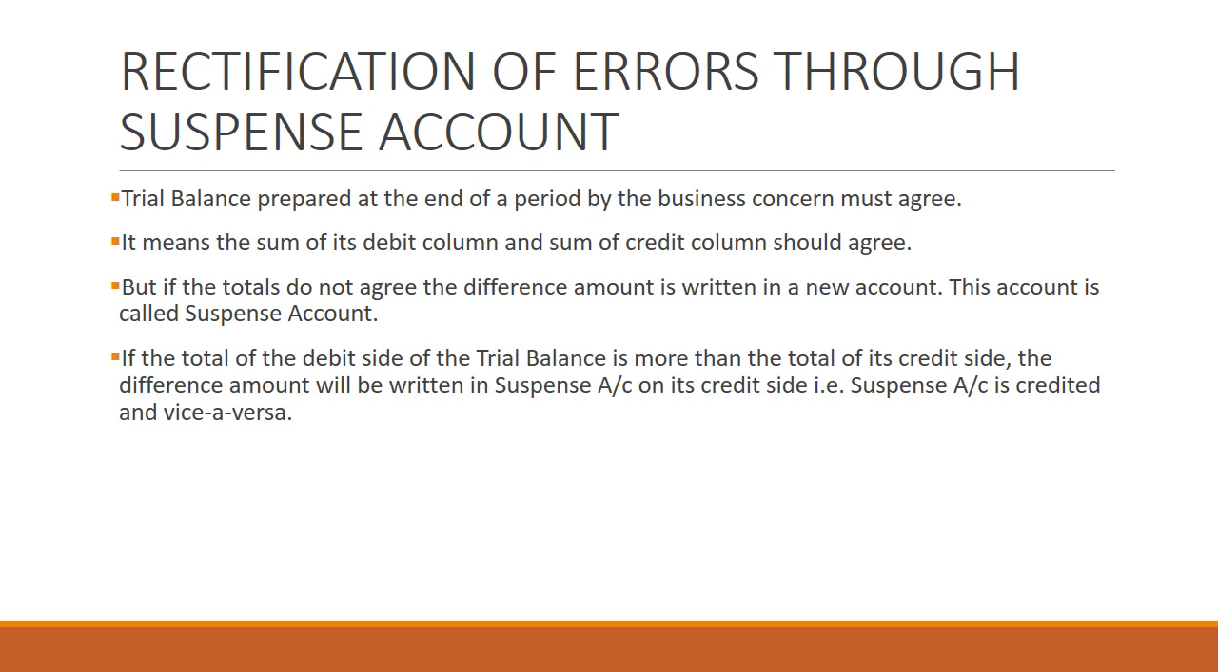As we know that the trial balance prepared by the business concern must agree, it means the sum of debit column and the sum of credit column should agree. But if totals do not agree, the difference must be written in a new account that we refer to as a suspense account. If the total of debit side of a trial balance is more than that of a credit side, the difference amount would be written on a suspense account on its credit side. The vice versa also is true. That is when suspense account is credited.